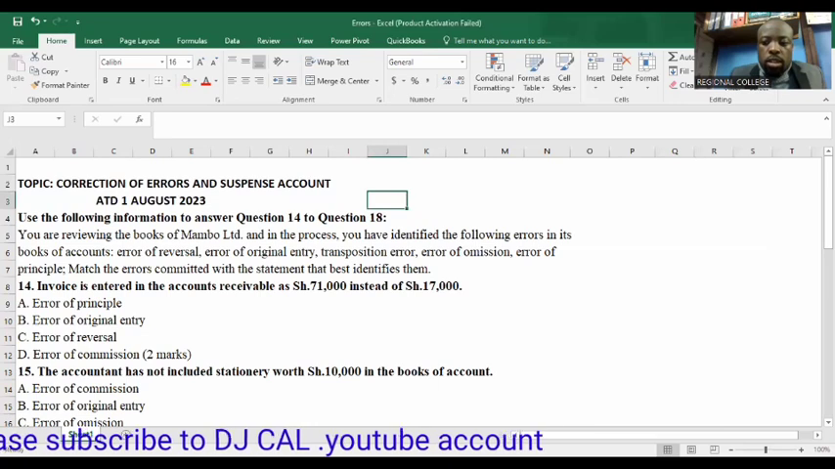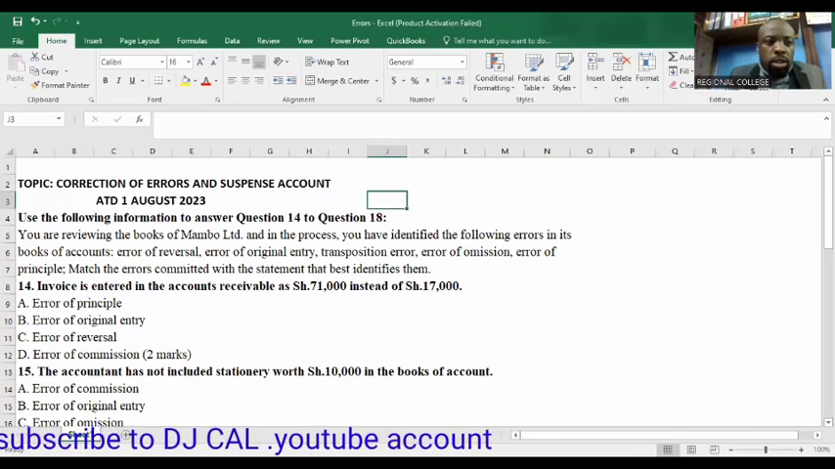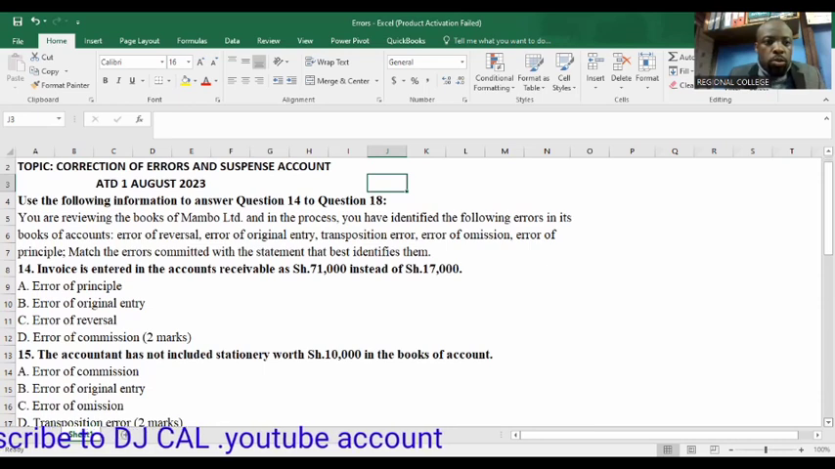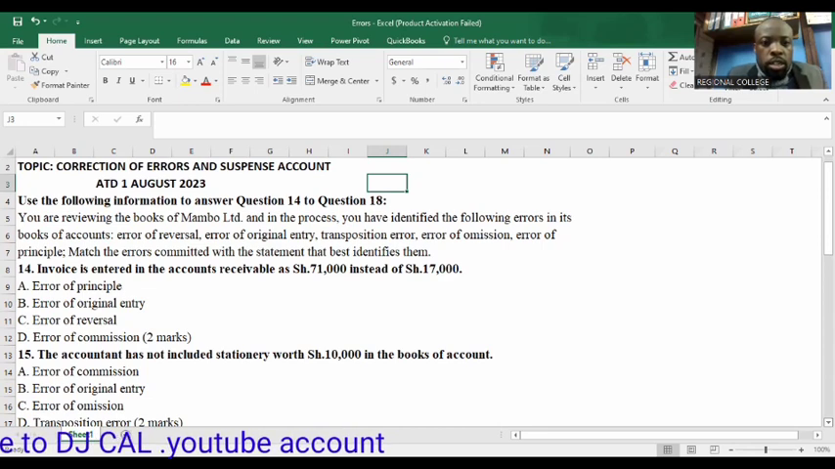So before we start looking at one, you need to know what errors are. It was asked that you use the following information to answer questions 14 to 18. You are reviewing the books of Mambo Limited, and in the process, you have identified the following errors in its books of accounts: error of reversal, error of original entry, transposition error, error of omission, error of principle. Match the errors committed with the statement that best identifies them.